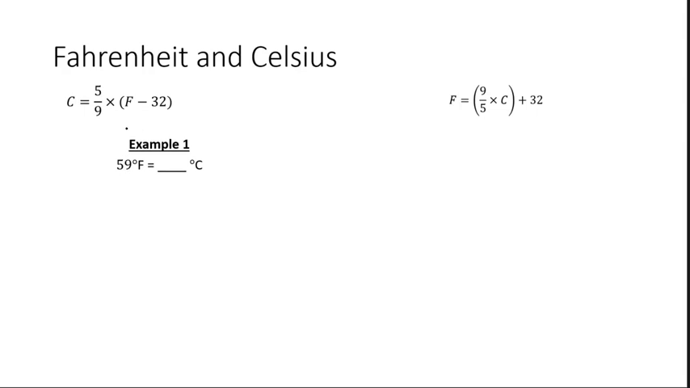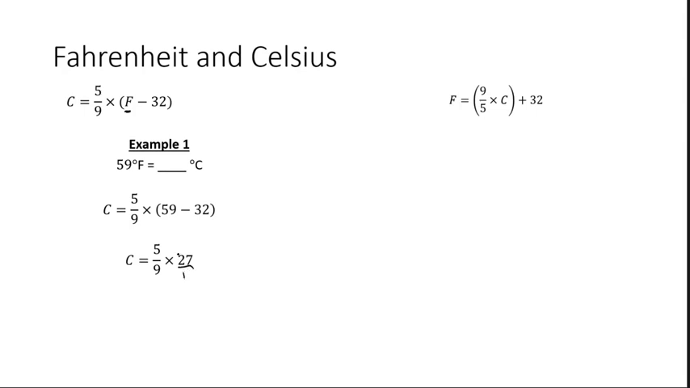So you plug the 59 in for F, because that's Fahrenheit. So we have 5/9 times 59 minus 32. Following order of operations, we need to subtract first, 59 minus 32, because it's in parentheses. So we subtract and get 27. And then from here we multiply.